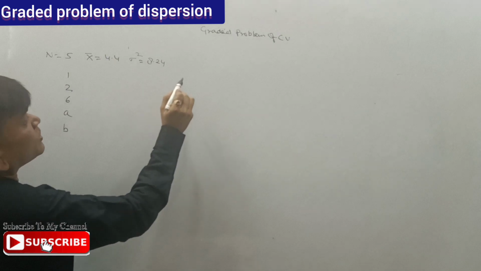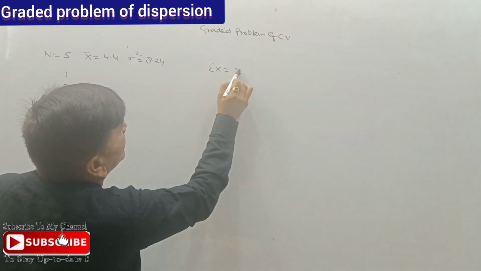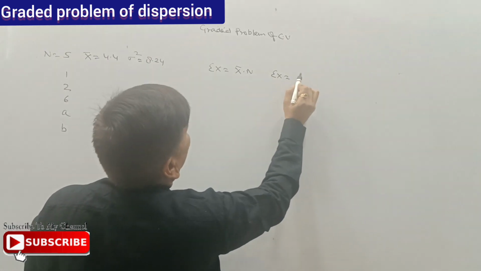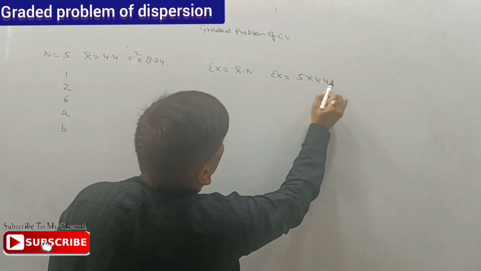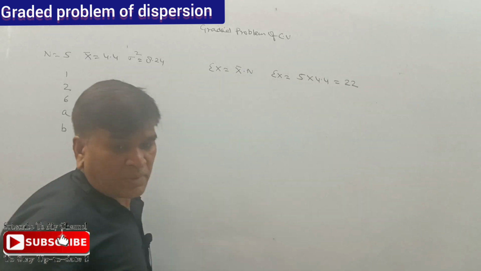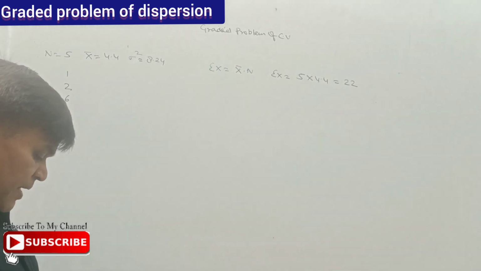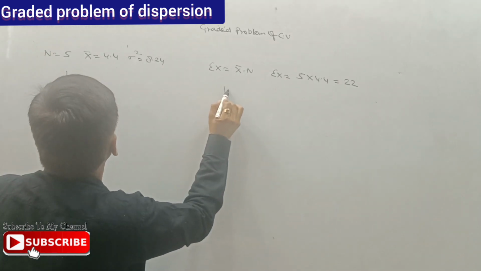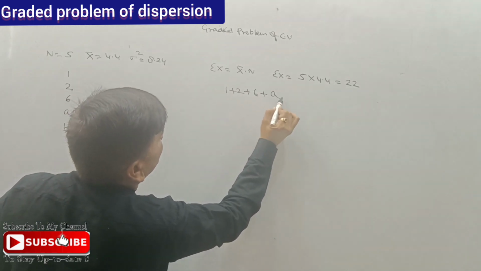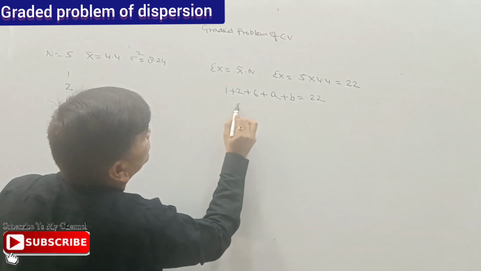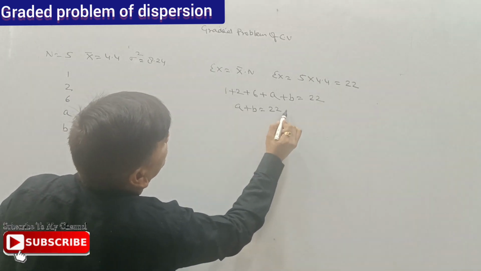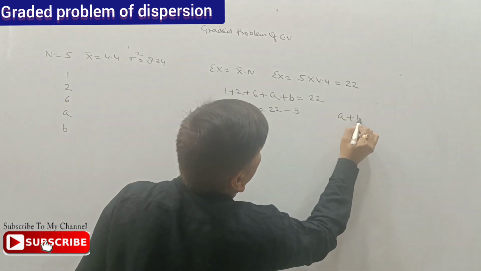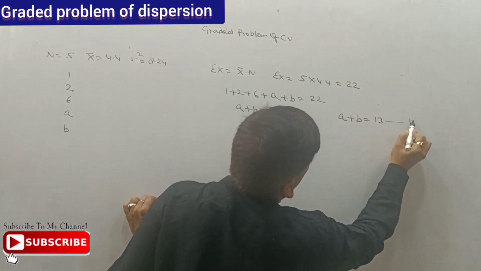Okay. So sigma x is equal to x bar multiplied by n. So sigma x is equal to 5 multiplied by 4.4, that is 22. So 1 plus 2 plus 6 plus a plus b is equal to 22. So a plus b is equal to 22 minus 9, that is 13. First equation.